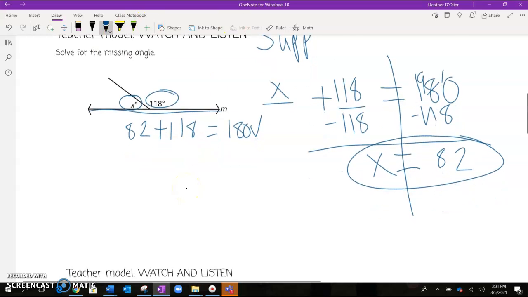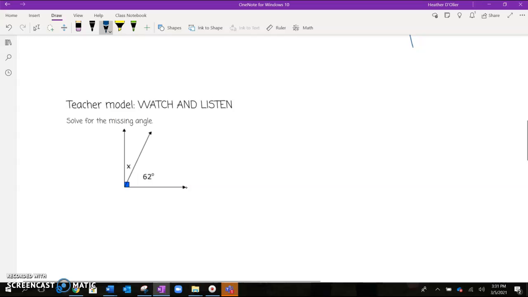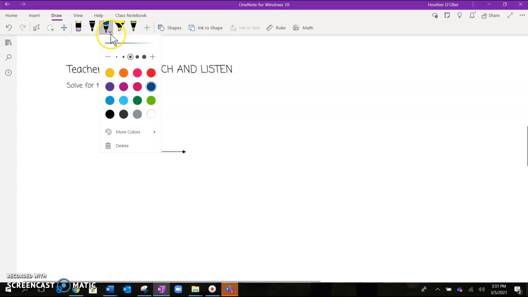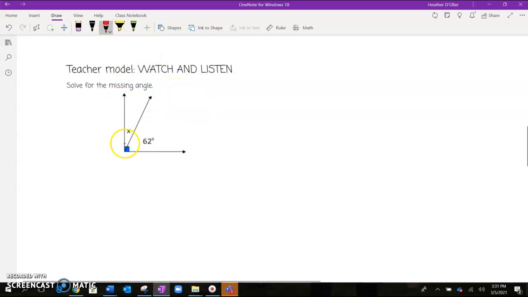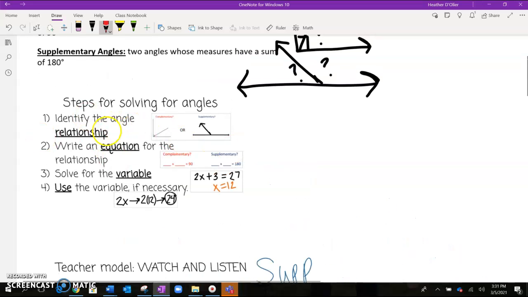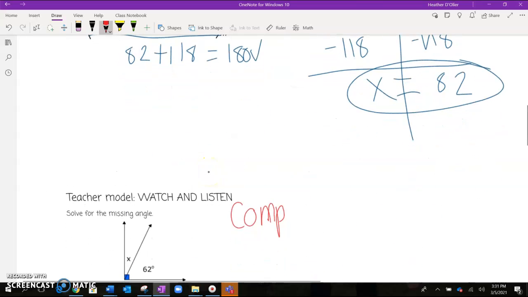Okay, that was a supplementary example. So of course, I'm going to show you one that's a complementary example. So I look at this. The reason I know it's complementary is because it makes a corner, but more specifically, it has that box. That box tells me that this is 90 degrees. All right. So step 1 is identify the angle relationship. Got it. This is complementary. Comp for short. Okay, so I did that. Now I need to write my equation. Complementary, I do something plus something equals 90. Oh yeah, because that's what the box even tells me.